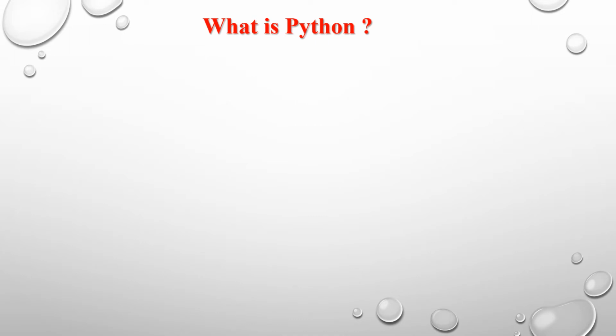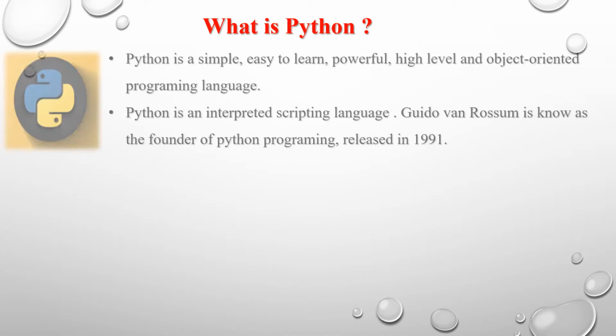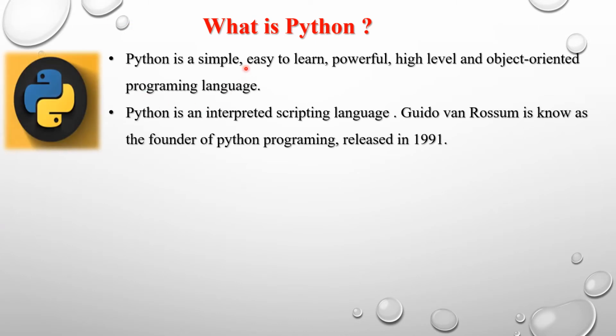What exactly is Python? Python is a simple, easy to learn, powerful, high-level, and object-oriented programming language. Python is an interpreted scripting language. Guido van Rossum is known as the founder of Python programming. It was released in 1991.